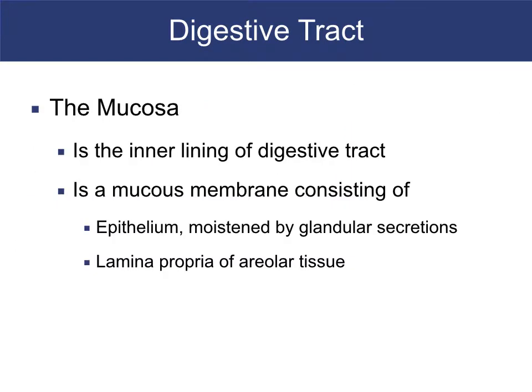So the mucosa is the inner lining of the digestive tract. It's a mucous membrane. It secretes a lot of mucus. It's moistened. It's slippery. It's not watery. It's thick.